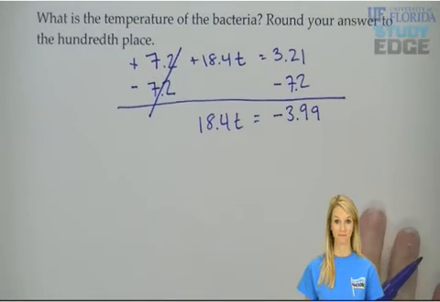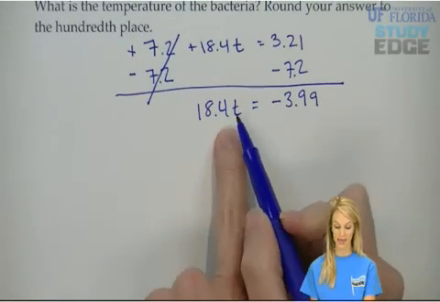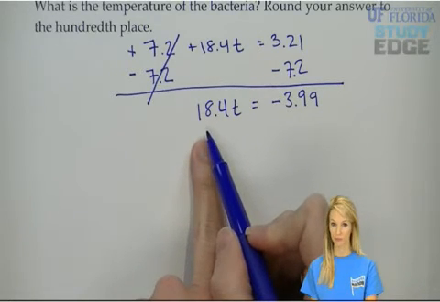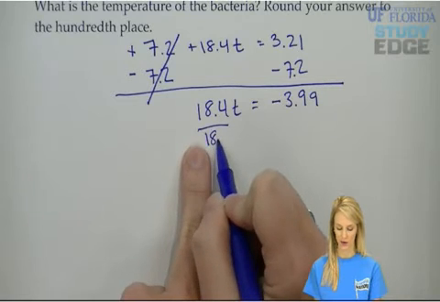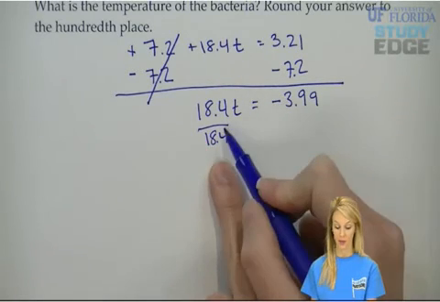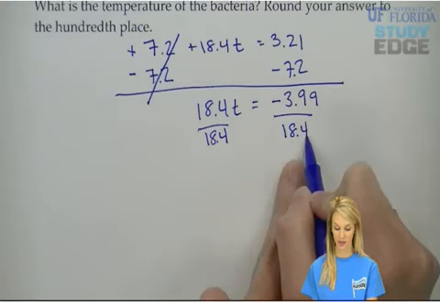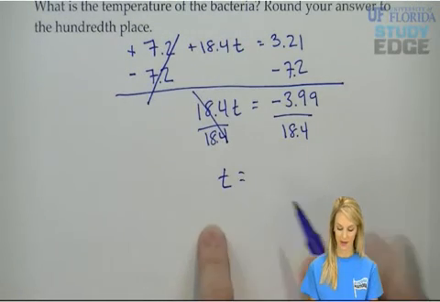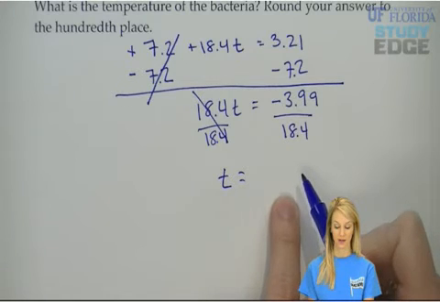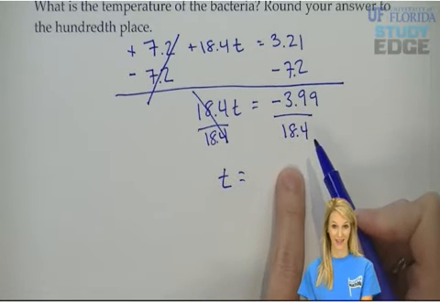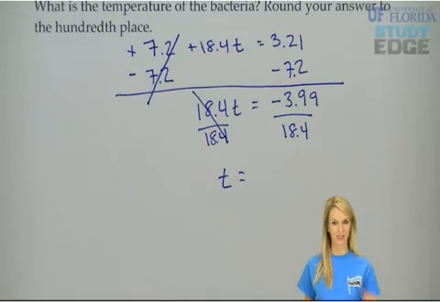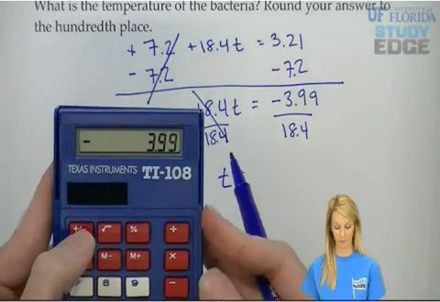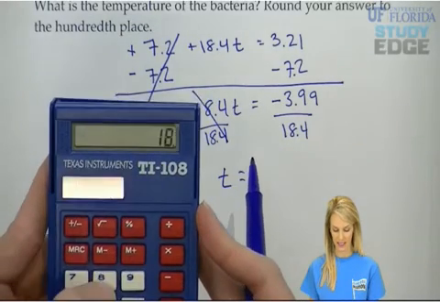Now, are we done? No, we still need to solve for T. Here we said that we were taking T, or temperature, and multiplying by 18.4. So we're going to divide by 18.4. Whatever we do to one side, we've got to do to the other. So 18.4 divided by 18.4 cancels out to be 1, and we're just left with T on the left. What do we get over here? You can't just reduce this automatically in your head. That's tough with decimals, so go ahead and use that calculator. So we have negative 3.99 divided by 18.4.